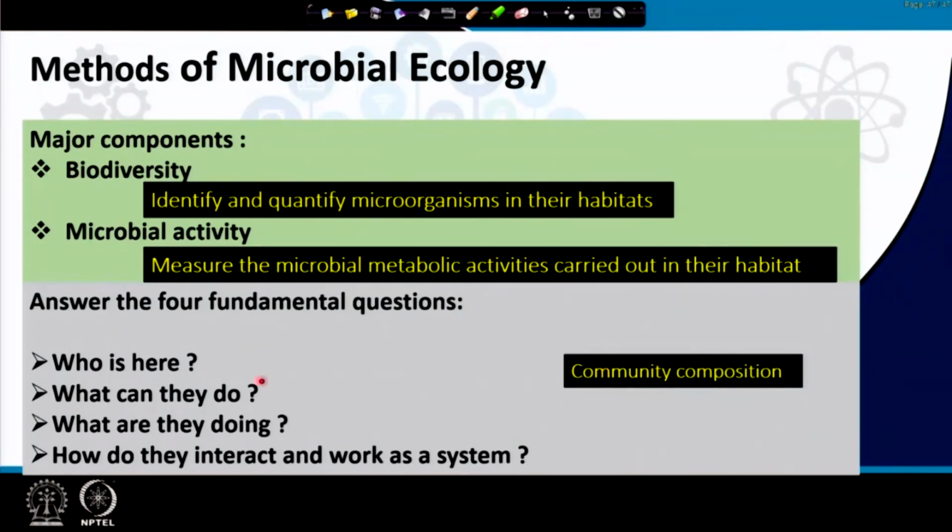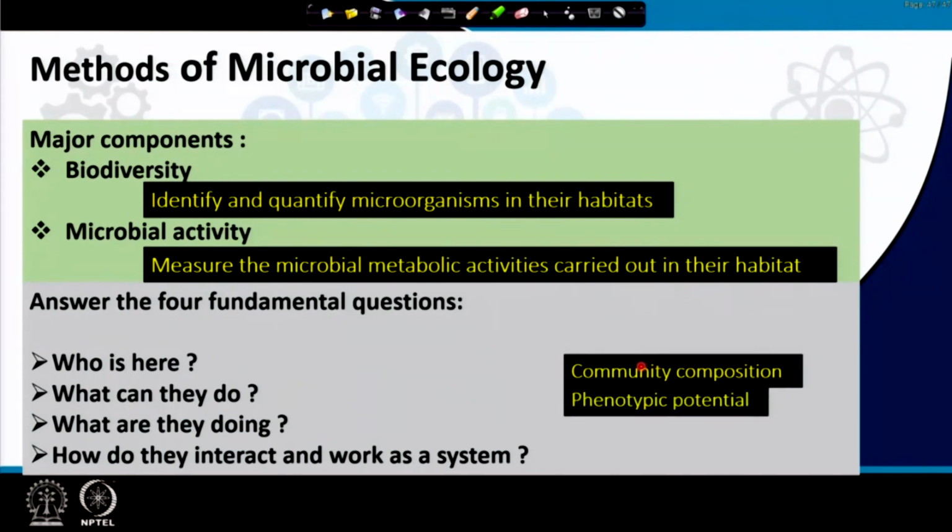So, the first question, who is here or what are the organisms present there, leads to deciphering what is called community composition. When we use a microbial ecology method on a particular sample to answer who is here, we basically get the answer about the microbial community composition. In subsequent lectures, I might use the term microbial community composition or microbial community structure. That refers to what organisms are present there. It includes both the identity of the organisms, as I mentioned earlier, and also the quantitative, relative abundance of the species or taxonomic groups present there.